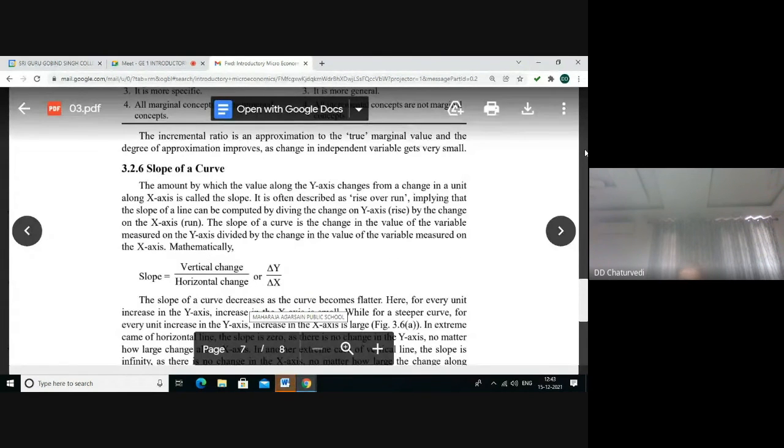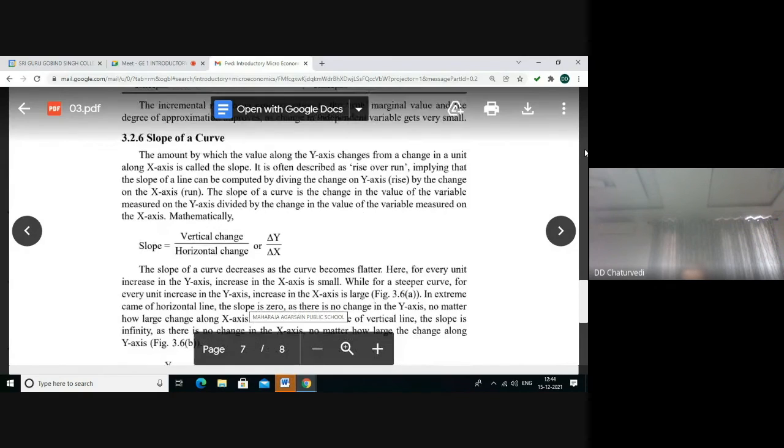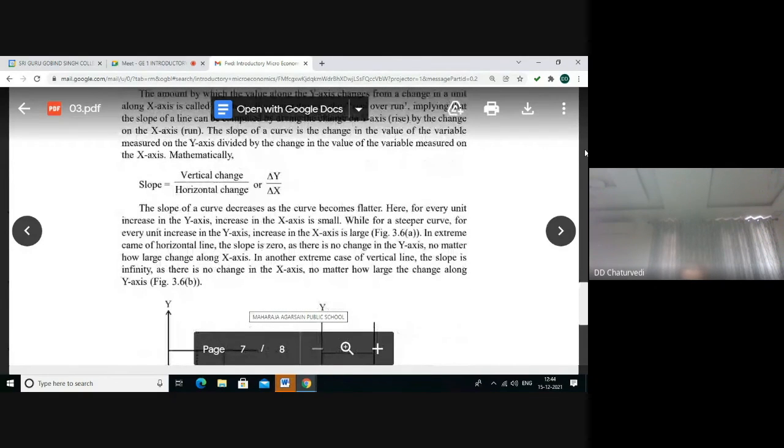We have now one more concept in this chapter, slope of a curve. By slope, we mean the value along the y-axis changing from a change in a unit along the x-axis. The slope of a curve is the change in the value of variable measured on the y-axis divided by the change in the value of variable which is measured on the x-axis. Mathematically, we can say slope is vertical change divided by horizontal change. That is delta y divided by delta x.